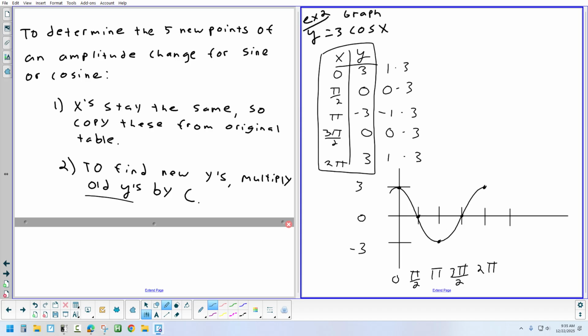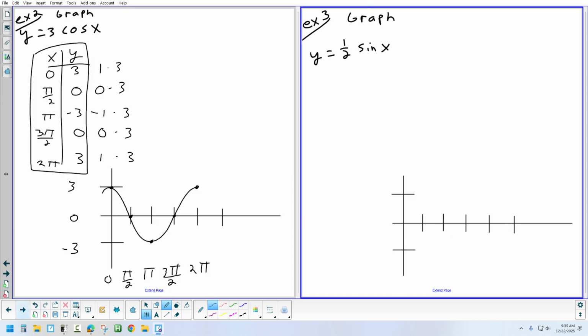Okay, any question on that one? What's different? This is still a multiply on the outside, but why is this transformation a little different than the last one?